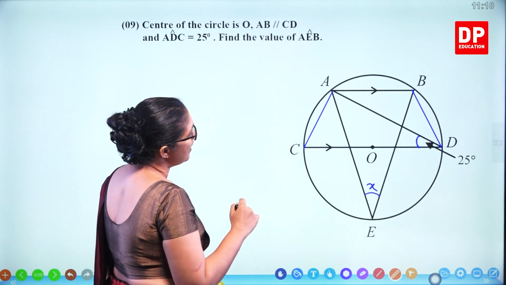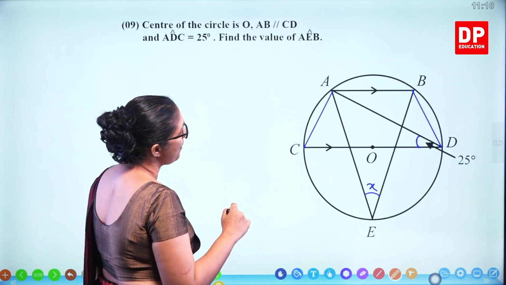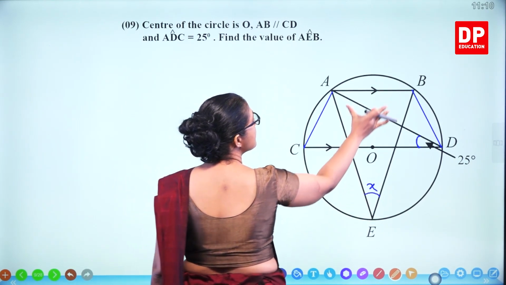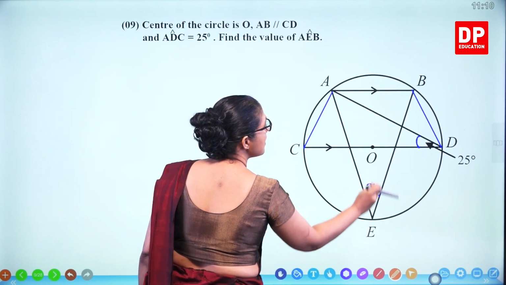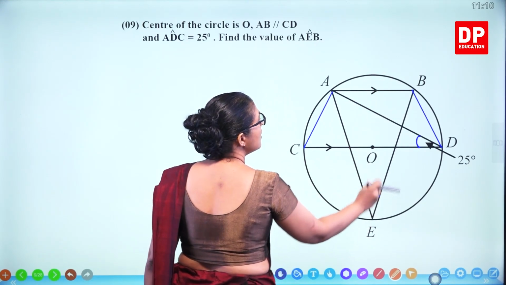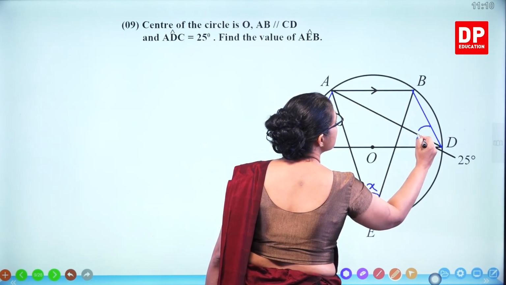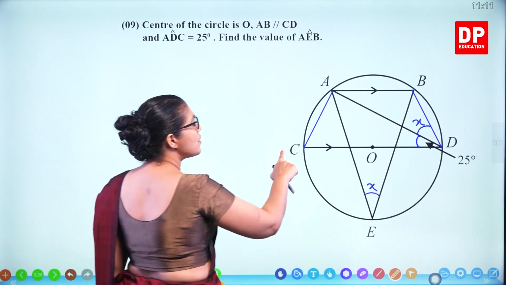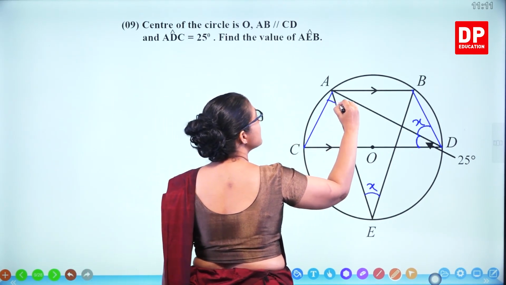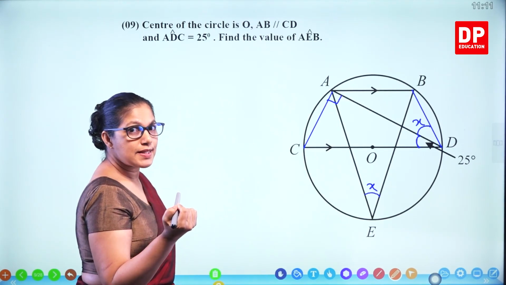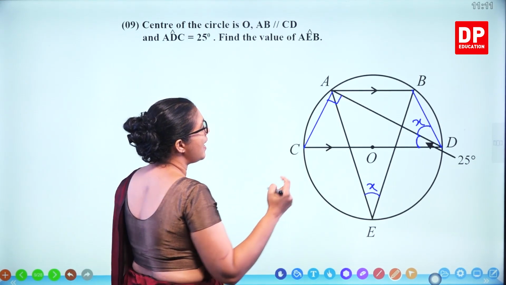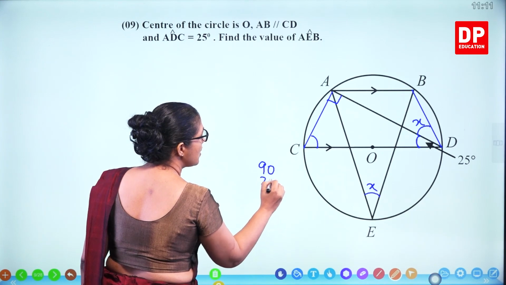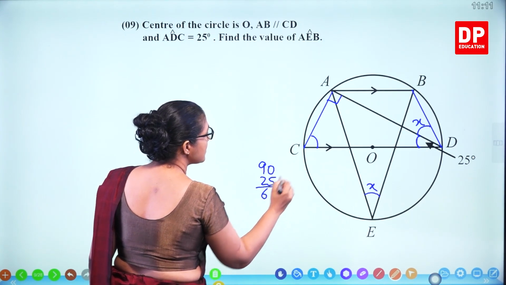And we know that when you take this AB arc, same segment angles are equal, so this is x. Same segment angles. And we know CD is the diameter, so this is 90 degrees. Semicircle angles are 90 degrees. And if this is 25, this angle is 90 minus 25. That's 65.